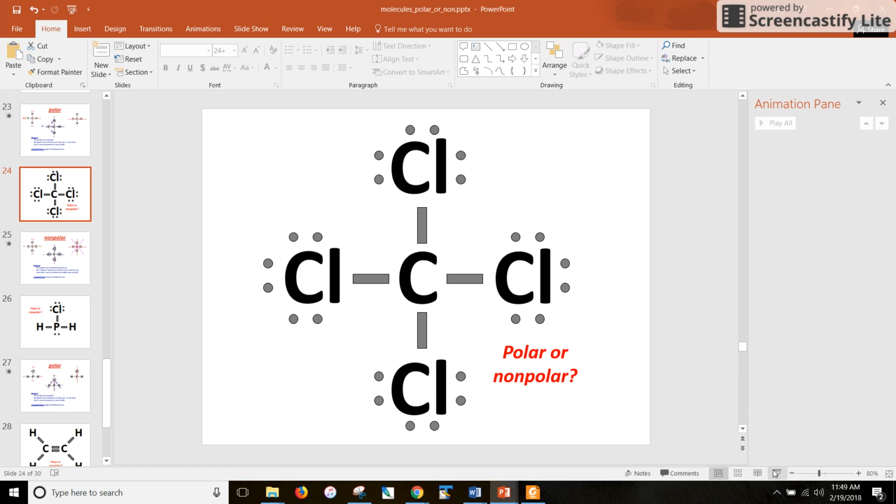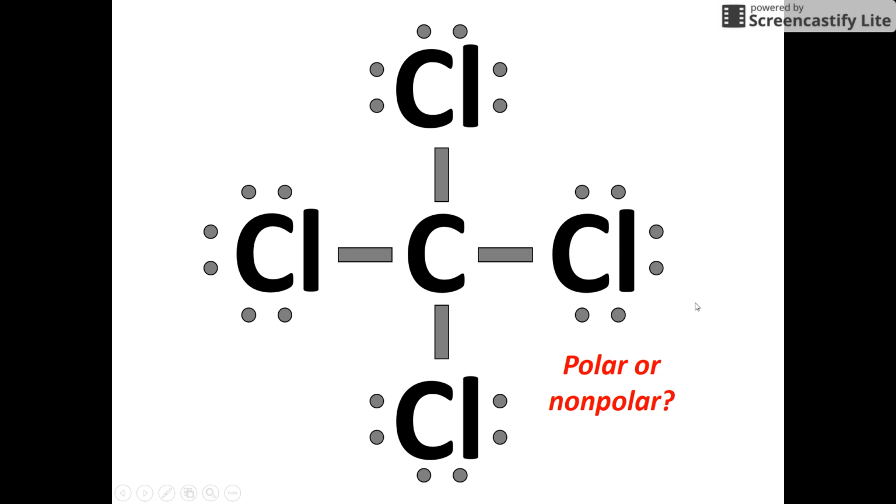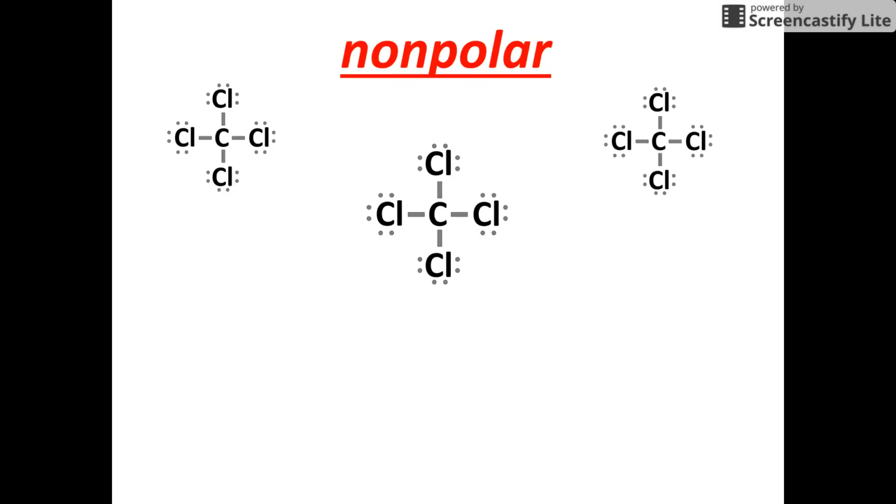Okay, here we go. Going to do a couple more examples. We've got CCl4, carbon tetrachloride. Is it polar or nonpolar? Look at the shape. Look at where the electrons are. CCl4 is a nonpolar molecule.